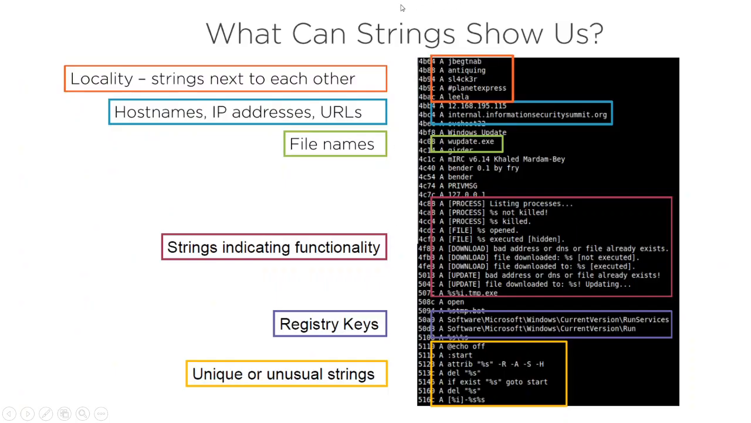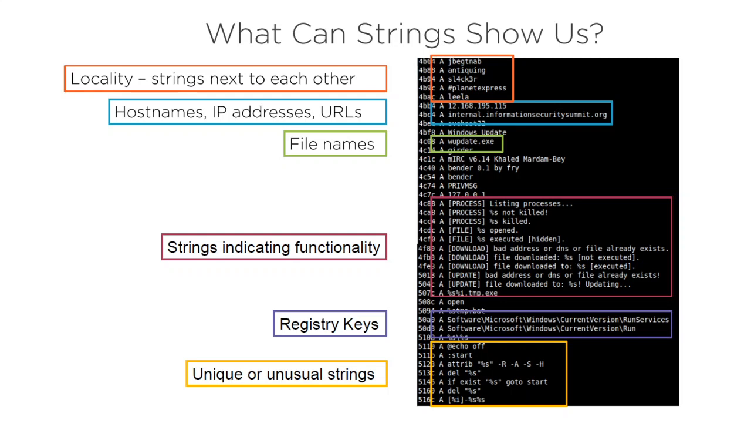So what can strings show us? The right side in the black picture represents the strings and their hexadecimal representation. This represents some strings next to each other. The second box, in blue color, represents some IP address, some URL, some website address. Then in green color, it is boxed like wupdate.exe. It is actually a file name.